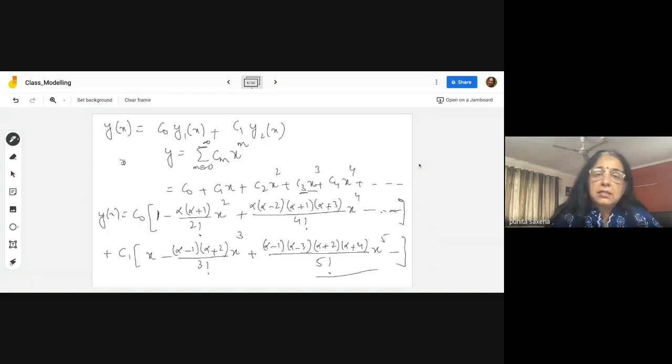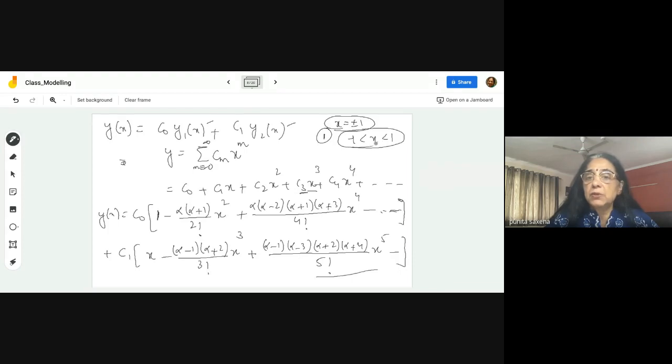Now, that means I now have my y1(x) and I have my y2(x) also. We had seen that x equal to plus minus 1 were the 2 singular points, and we concluded that the radius of convergence has to be at least 1. So both y1(x) and y2(x) will definitely converge in this interval when x lies between minus 1 and plus 1, because they were the 2 nearest singular points.